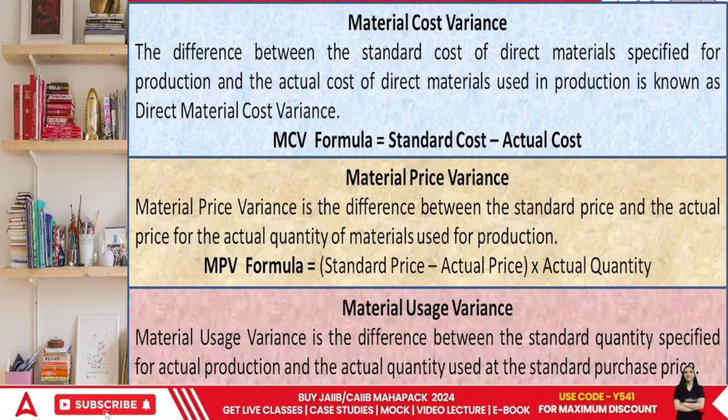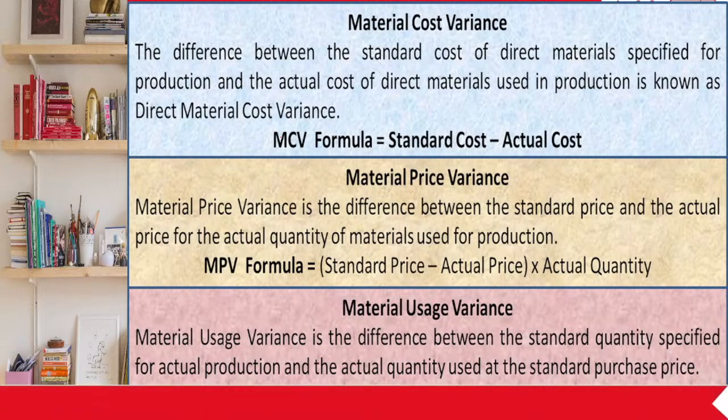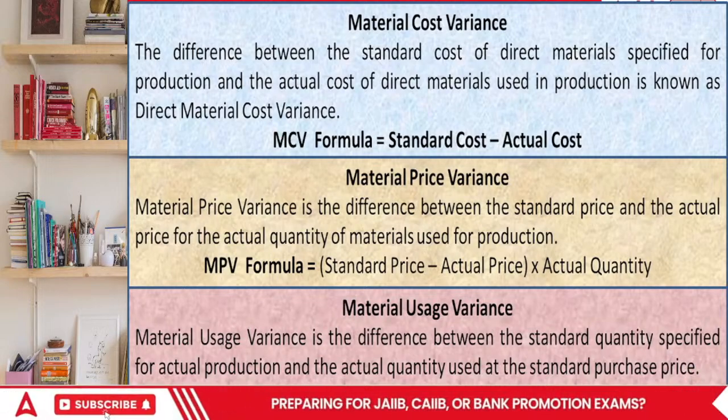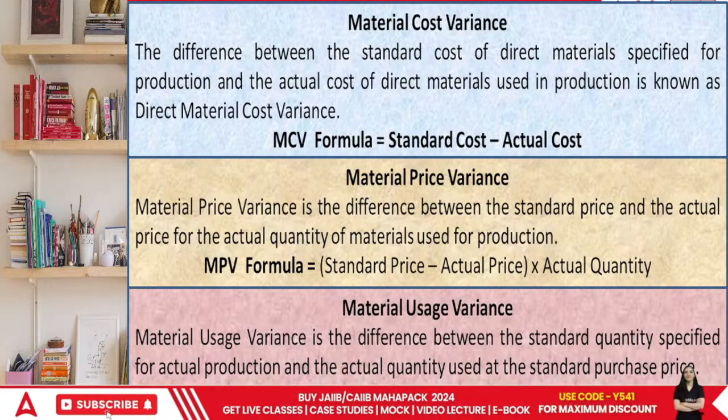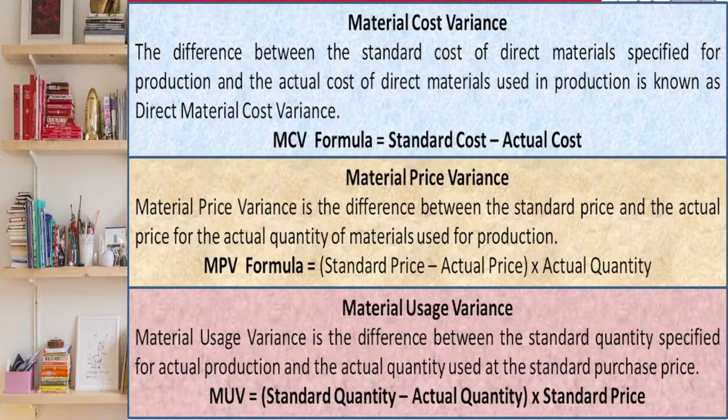Check this out, everyone. I hope this is clearly visible. This is a very important area to cover. Let me show you the formula as well. Visible now, everyone? Material cost variance is equal to MCV. MCV is standard minus actual cost. The best thing is you can take a screenshot of this area so that you know each and every formula by heart. First is MCV, standard cost minus the actual cost.